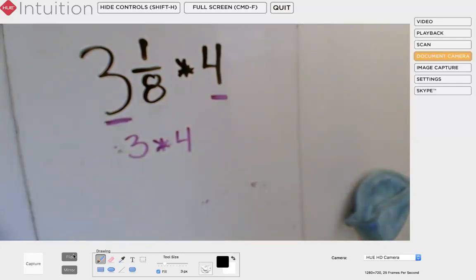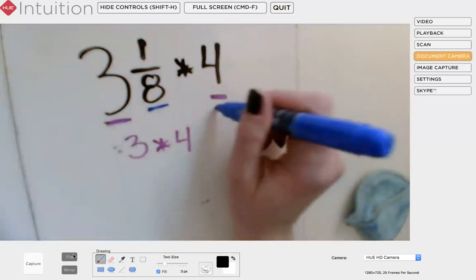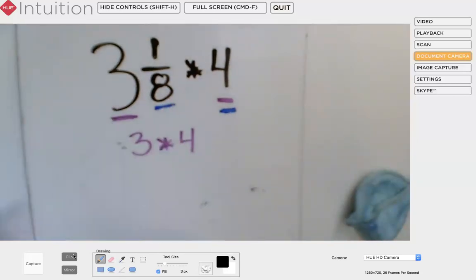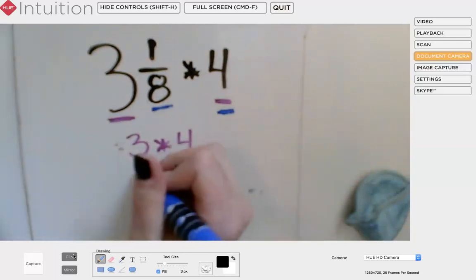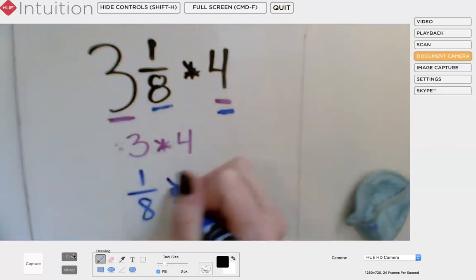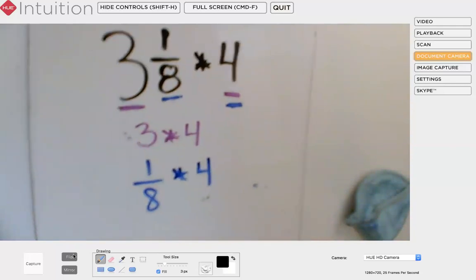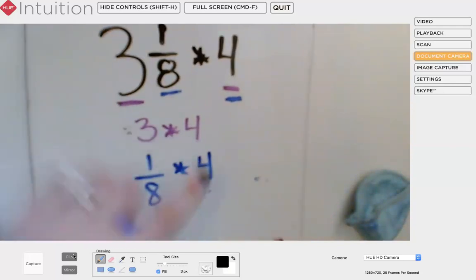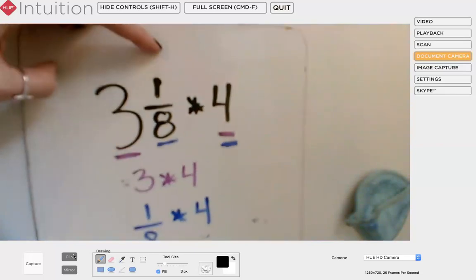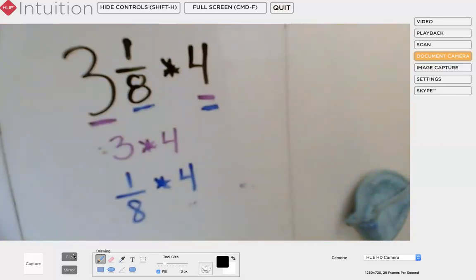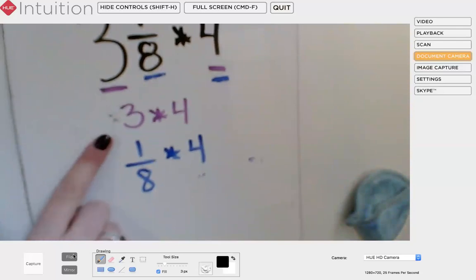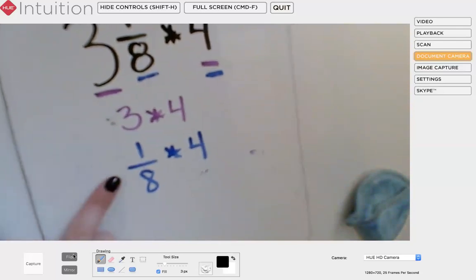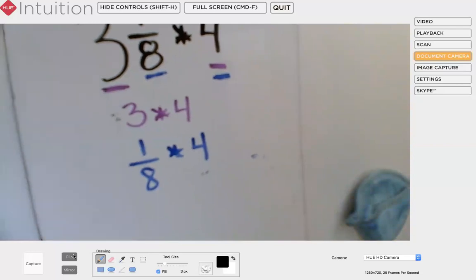And then I also see it as 1/8 times 4. Because if I split these two up, it's kind of like I have two separate problems. So here now I have 1/8 times 4. So I see my 3 times 4 and my 1/8 times 4. I just took this number here and I split it into two separate multiplication problems. Well, when I look at it this way, it's much easier for me to multiply. We know how to multiply whole numbers, and we know how to multiply a fraction times a whole number.